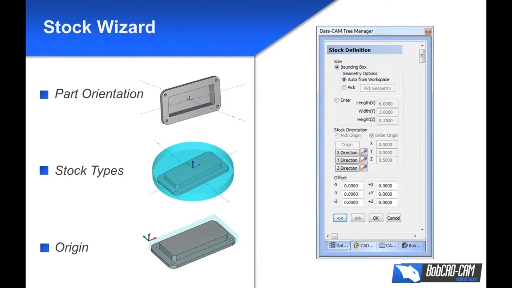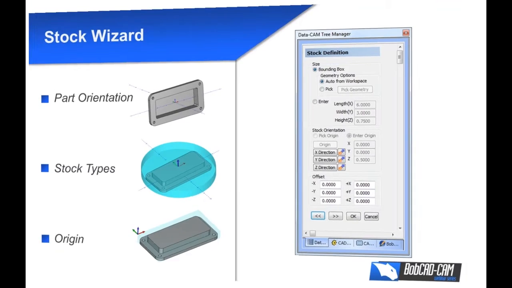Today there's four main groups that we're going to talk about. The stock wizard being the first one. We're going to talk about part orientation. What do you do if the part is located in something other than the XY plane, and go through three different examples. We're going to talk about really just one stock type. We're going to talk about rectangular, though we do have 6 different types of stock. We're going to focus just on rectangular, and then we're also going to talk about the origin and different options you have for placing your origin or your zero, your machine setup location, okay?